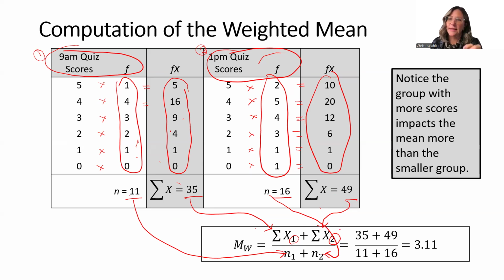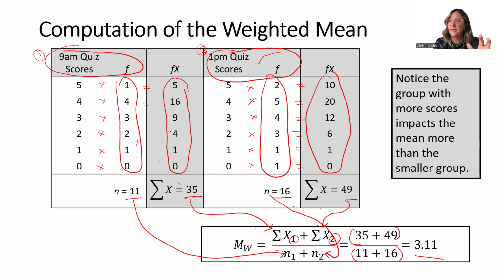Now, if you're adding these, I would not do in your calculator 35 plus 49 divided by 11 plus 16 just straight across. You want to put parentheses around that addition, parentheses around that addition, parentheses around the numerator, and parentheses around the denominator so that you get the right number in your calculator. You don't have to write that, but you want to enter it that way in your calculator. So you should be getting 3.11 is what you should get.